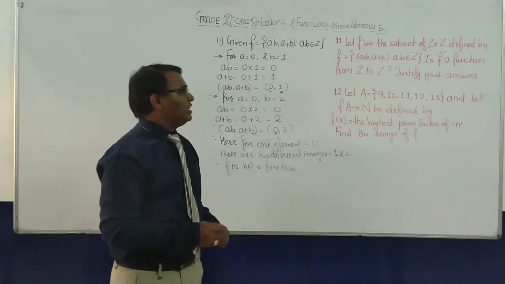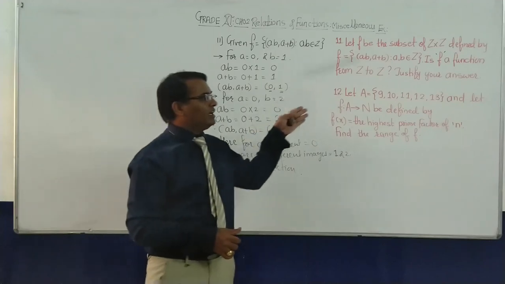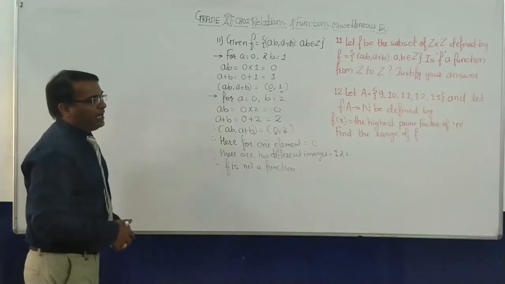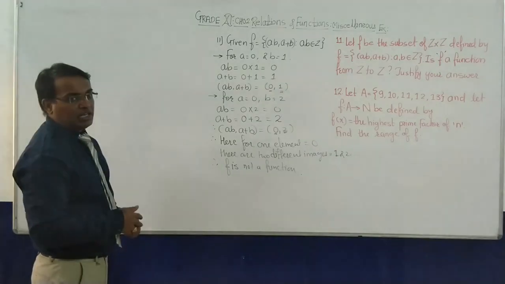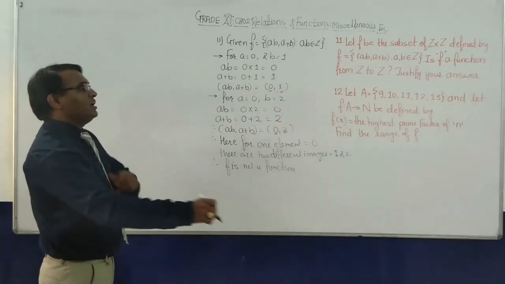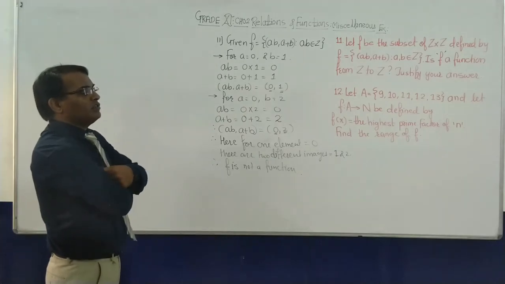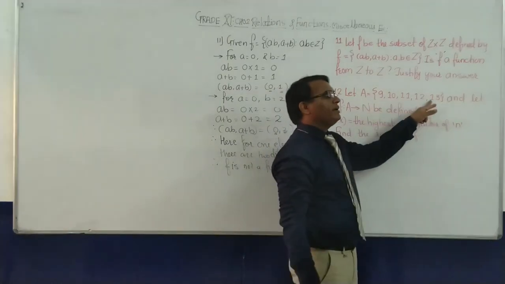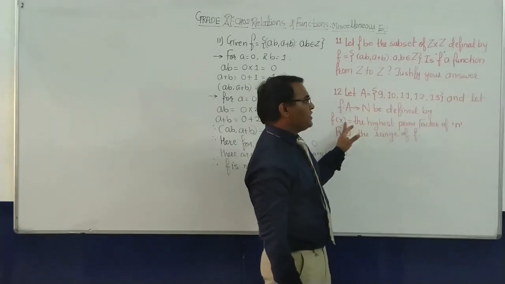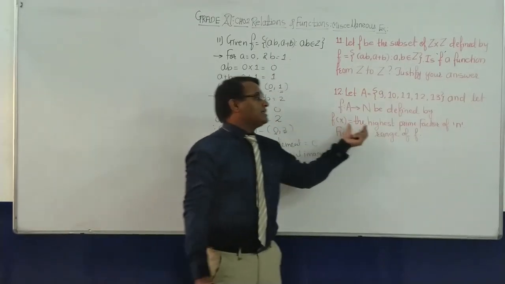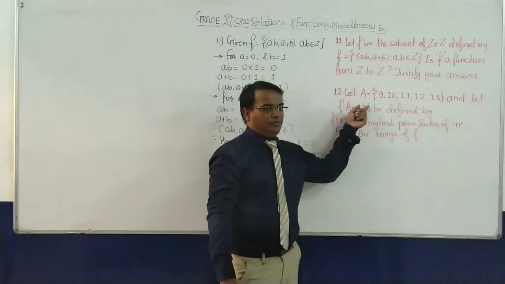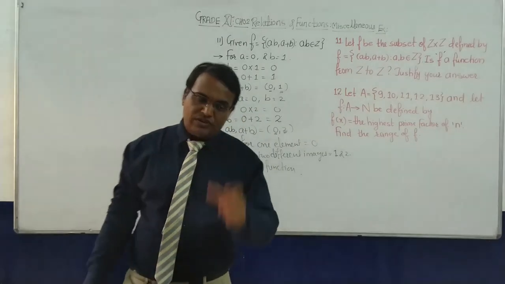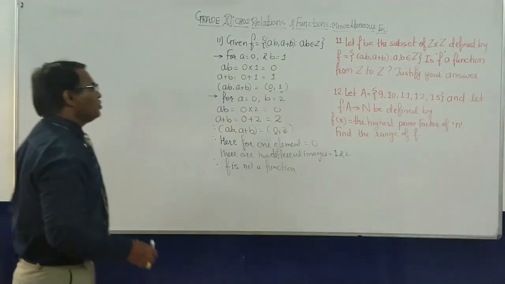Now, sum number 12. Let A equal 9, 10, 11, 12, 13 and let f be a function from A to N, where N is the set of natural numbers, defined by f of x equals the highest prime factor of n. N means from this set only you will be taking any number, and f of x will be the highest prime factor of that number. Find the range. Now, how will you find the range? You need to first find the ordered pairs.